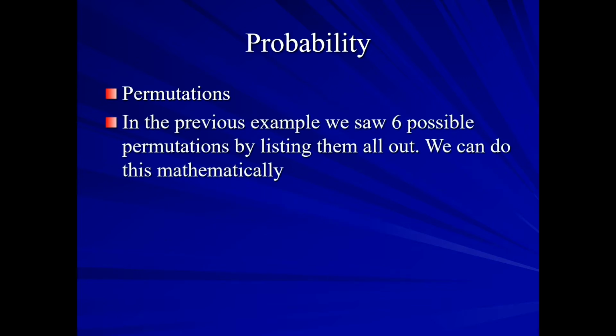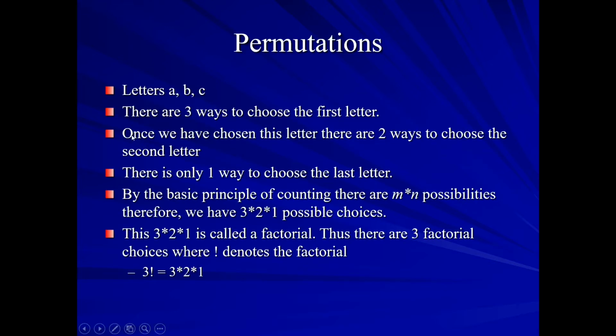We can look at this from a mathematical standpoint, however. We saw there were 6 possible permutations when we listed all of these out. How might we do this mathematically? Let us think about the ways we can choose the first letter. I've got A, I've got B, or I've got C, so I could choose A first, or I could choose B first, or I could choose C first. So there are 3 ways to choose the first letter. And once I've chosen this letter, now there are only 2 ways to choose the second. So suppose I chose B first. Well, I could then choose A and C, or I could choose C and A. Those are the only 2 ways. And after I've chosen the second letter, there's only one way to choose the last letter.